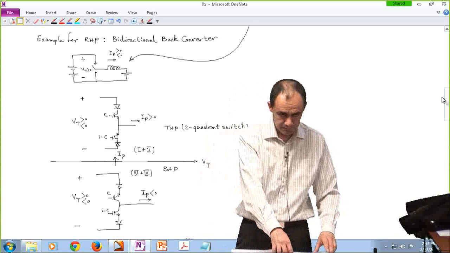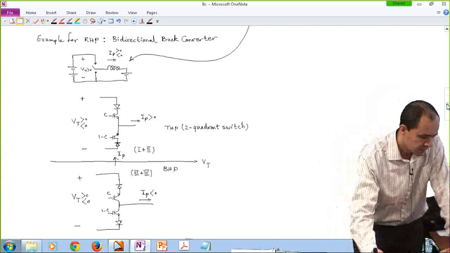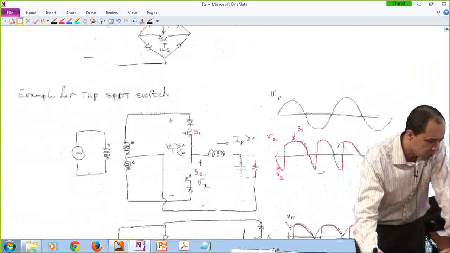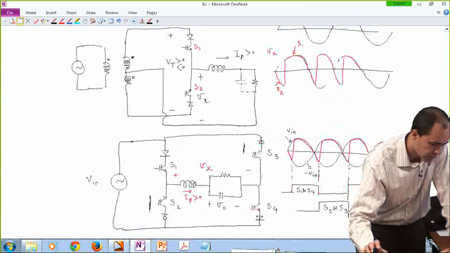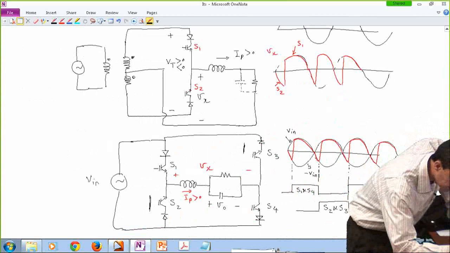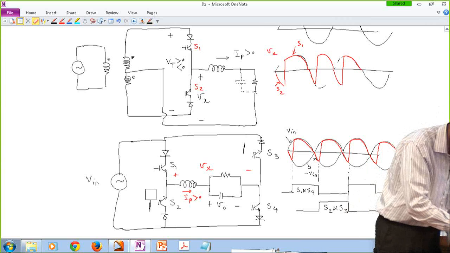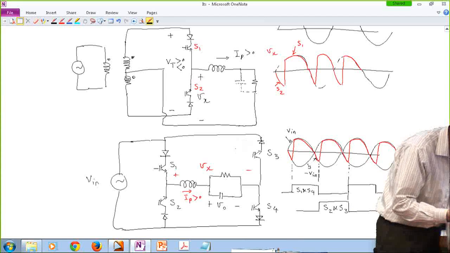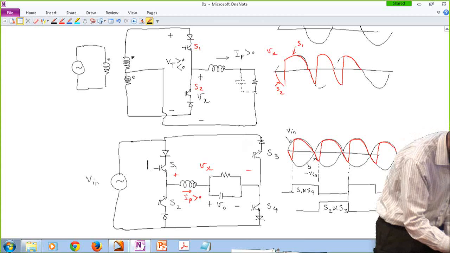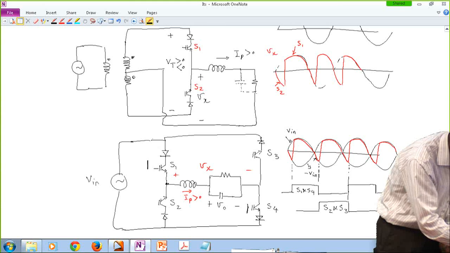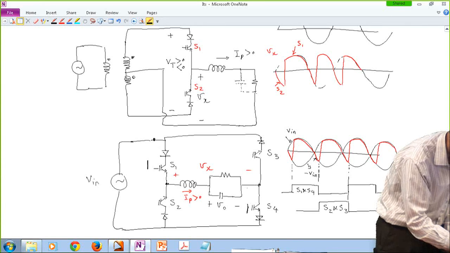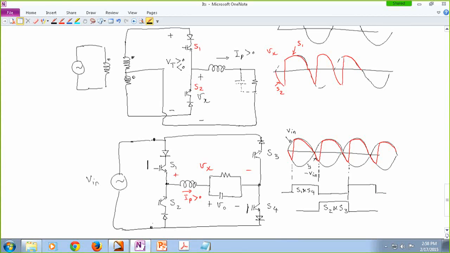Yes. Why is the Vx negative in the initial part of the second half cycle? Oh, you mean this? Okay. So the question is, why is Vx negative in this area? Yep. So remember, whenever S1 is on and S4 is on, this point is shorted here, and this point is shorted here. So Vx is Vn. In that segment of time, Vn is negative. So Vx is following the negative value of Vn basically.